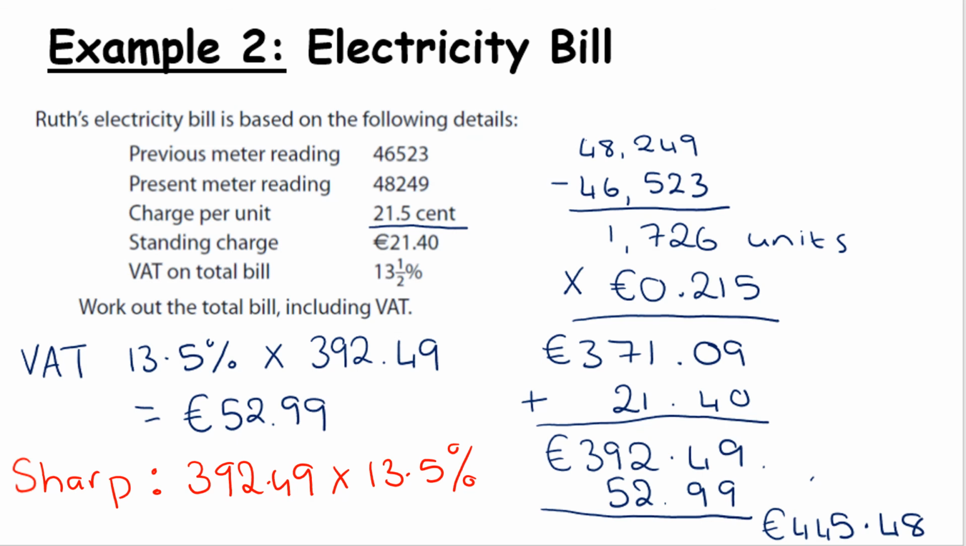If you didn't want to use the percentage method, it is the same as 0.135 in decimal, or 135 over 1,000 as a fraction.